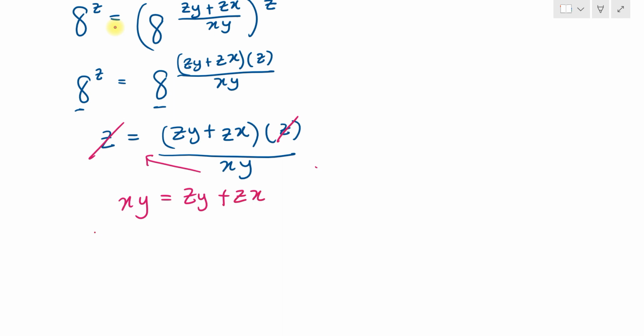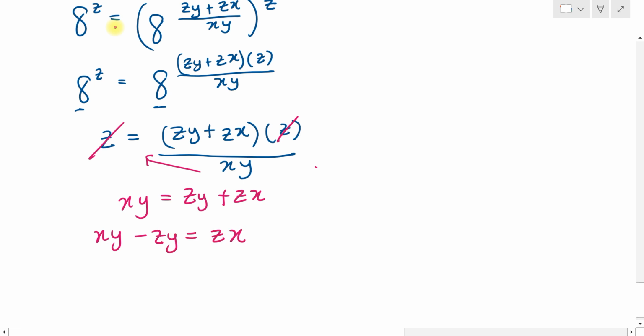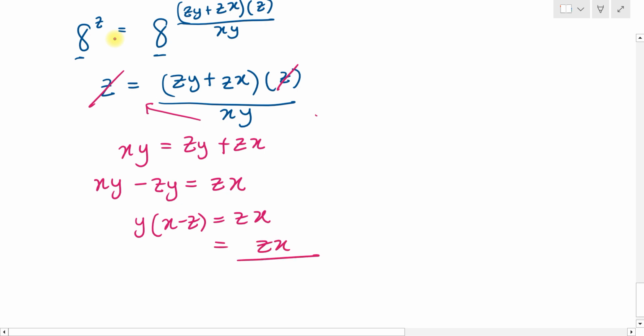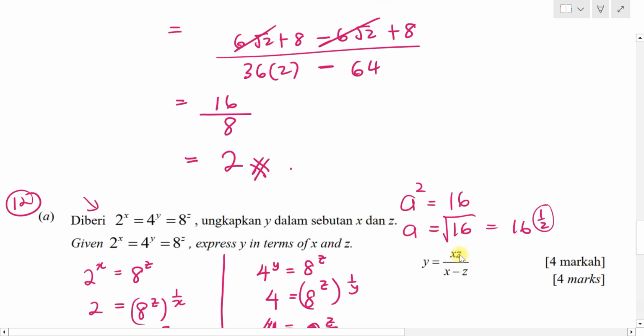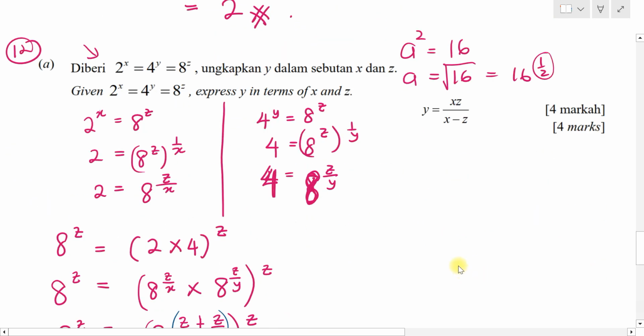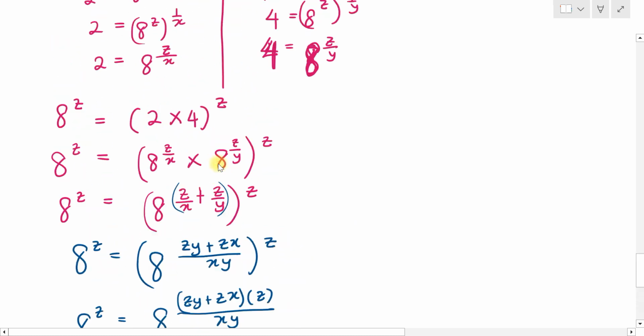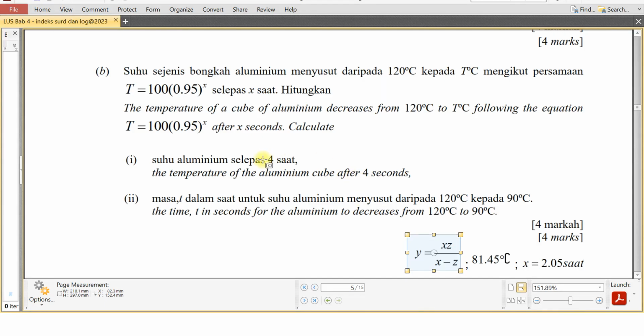Take y all one side. xy minus zy equal to zx. Make y as a subject. x minus z equal to zx. So y equals zx over x minus z. zx over x minus z. Okay, correct lah, the answer. Alright, that's how you do that part A. Quite challenging, huh? Right, 12B.